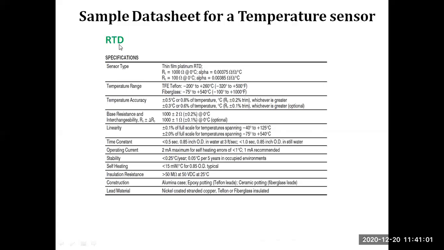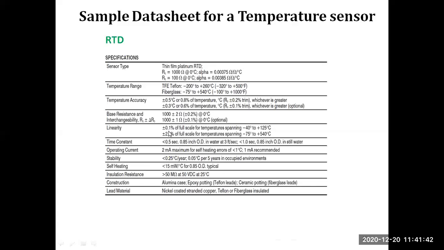Let's say this data sheet is for an RTD, and it says that it is of platinum type, thin film platinum RTD, and different nominal resistances at 0 degrees Celsius are possible. There are two types of sensors under this category, and then we can have temperature range based on the lead material that you're having, whether it's Teflon or fiberglass insulated. Based on that, you can have different temperature range that it can operate at. And then there is this linearity.